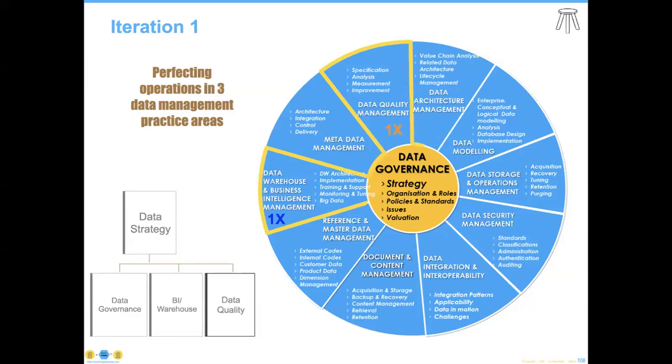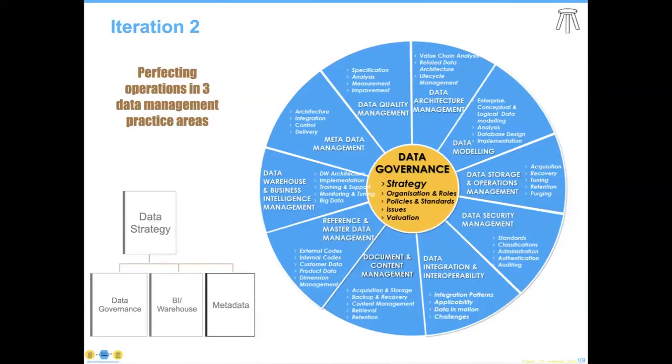We'll look at the DMBOK and get some guidance around data quality, around the data warehouse and business intelligence. Oh, yes, and around data governance as well. So it's a combination of those three things, and that's going to be our focus for our first strategic cycle. We're going to do this for a certain amount of time. We're going to see what we learn from the process, and we'll use that as input to iteration number two.